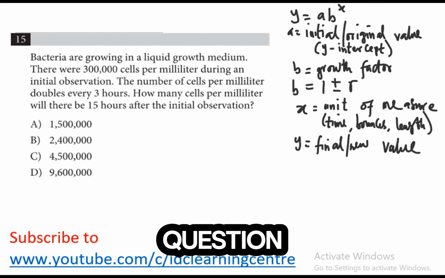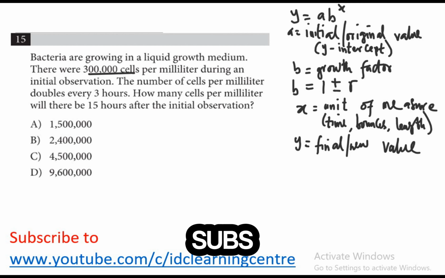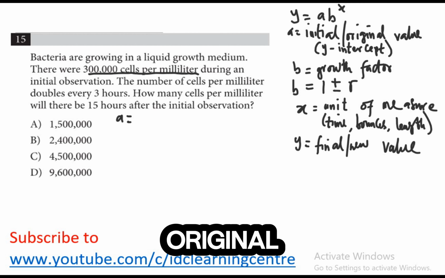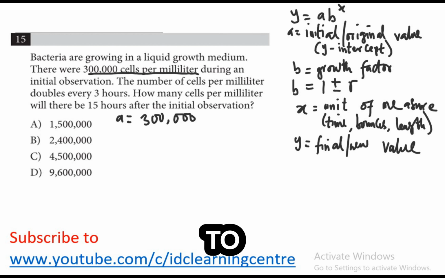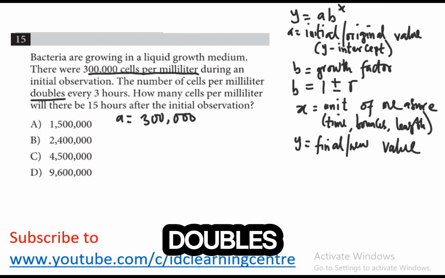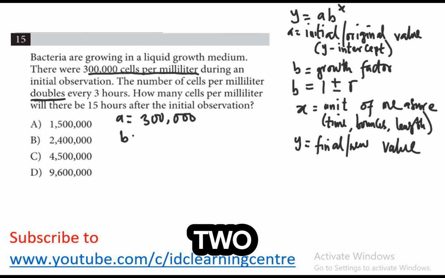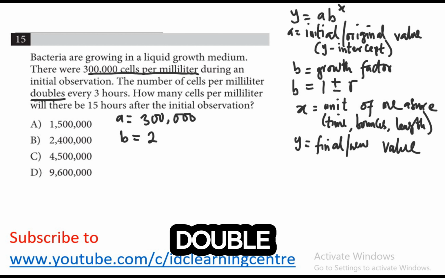So in this question, we have 300,000 cells per millimeter as the initial observation, which is the value of a. The original or the initial value is 300,000. We're told that the number of cells doubles. When it doubles, it tells you that the growth factor is 2, so b is 2. If it triples, the growth factor is 3. For this question, it doubles, so the growth factor is simply 2. And then every 3 hours gives us the period.